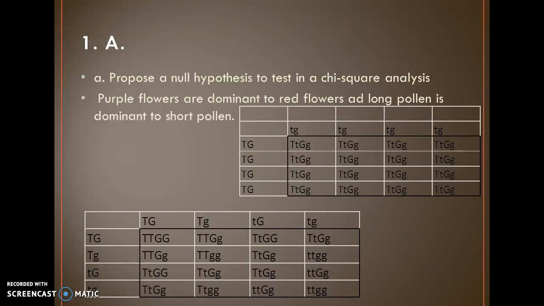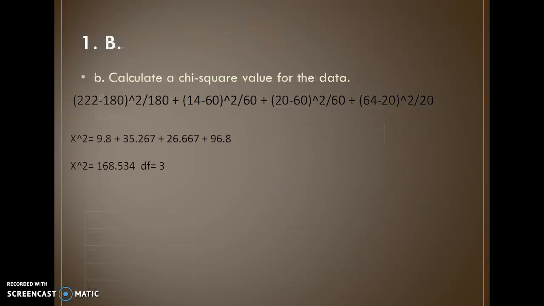Propose a null hypothesis to test in a chi-square analysis. And I said that purple flowers are dominant to red flowers, and the long pollen is dominant to round pollen. And here's the Punnett squares that I drew up for that null hypothesis. So then we calculate the chi-square for the data. And so you set it up as such, and you do the math. And you get chi-square being 68.534, and the degrees of freedom, which is n minus 1, is 3.